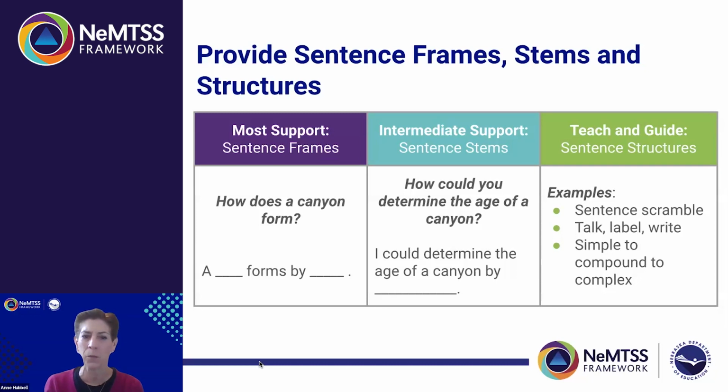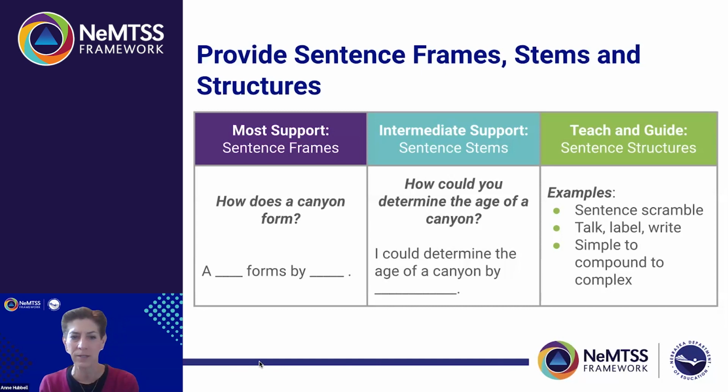As students develop more language, sentence stems can be used to help get them started. Stems provide the first part of the sentence. I could determine the age of a canyon by, and the student completes the sentence, studying the layers of rock. Students are able to produce more, but still need help with the structure. As students progress in their usage of the English language, teachers can teach and guide them in moving from simple to compound to complex sentence structures and accurate grammatical features.